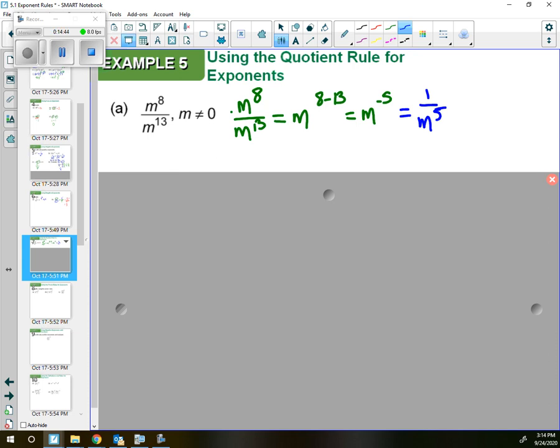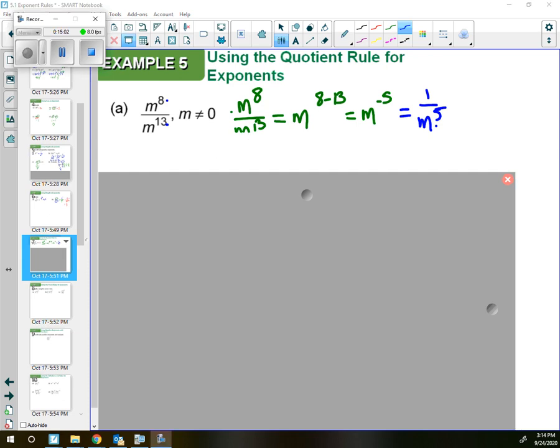Here's a common sense approach. Take a look back at the original. Where do you have more m's, top or bottom? More in the bottom, right? So how many more do you have in the bottom than you do in the top? 5 of them. That means when you simplify this fraction, you're still going to have 5 m's left in the denominator. So if you think about it from that kind of common sense approach, that's what we're talking about.